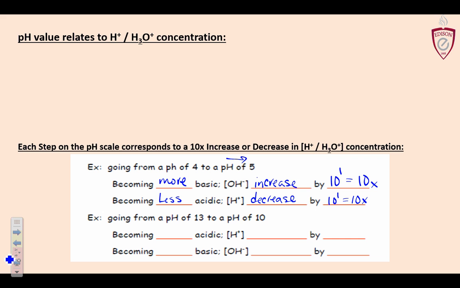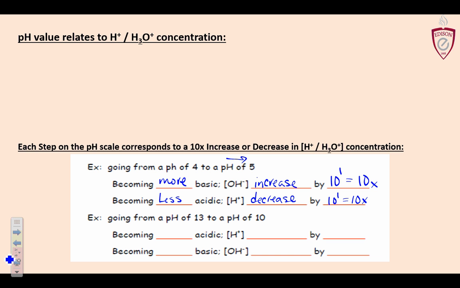you go, wow, that changed twice. So that's 10 to the 2. 10 squared, 100 times. It's like 10 times 10, not just 10 times 2, 20. People are going to mess that up. Most common mistake. 10 times 2? Or is it 2 times more? Or 3 times more? No. It's 10 to the power of however many steps you took.